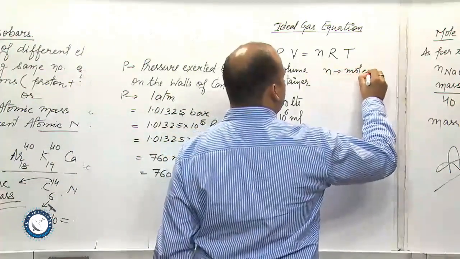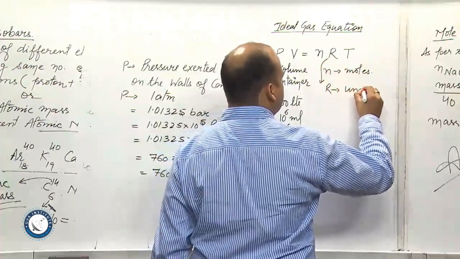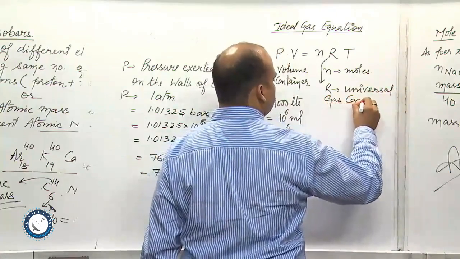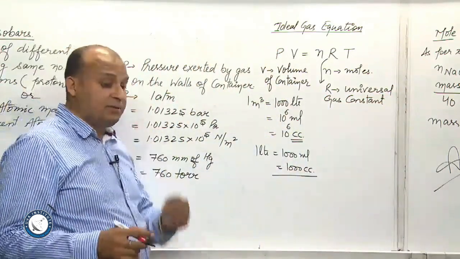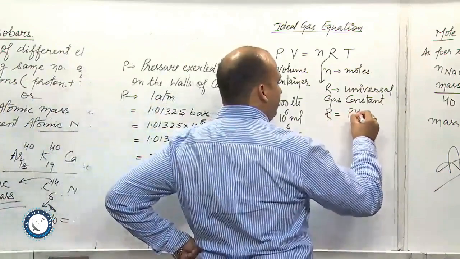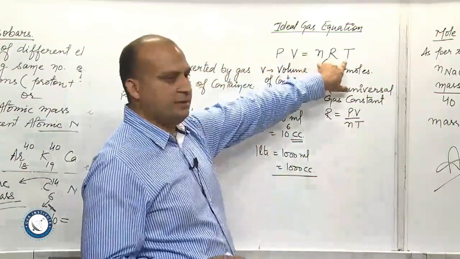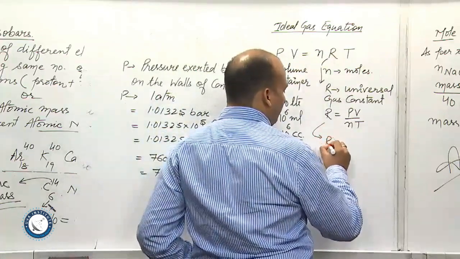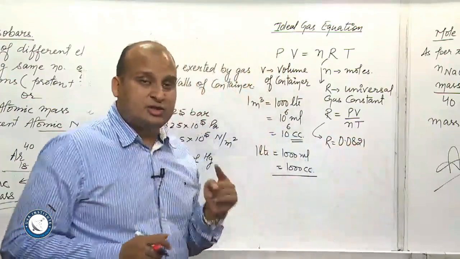R is the universal gas constant. Now this is a very tricky stuff. Universal gas constant. See beta, its value is fixed but it changes with units. R can be written as PV upon nT, right? So the value of R will be 0.0821. Please listen to me very carefully.